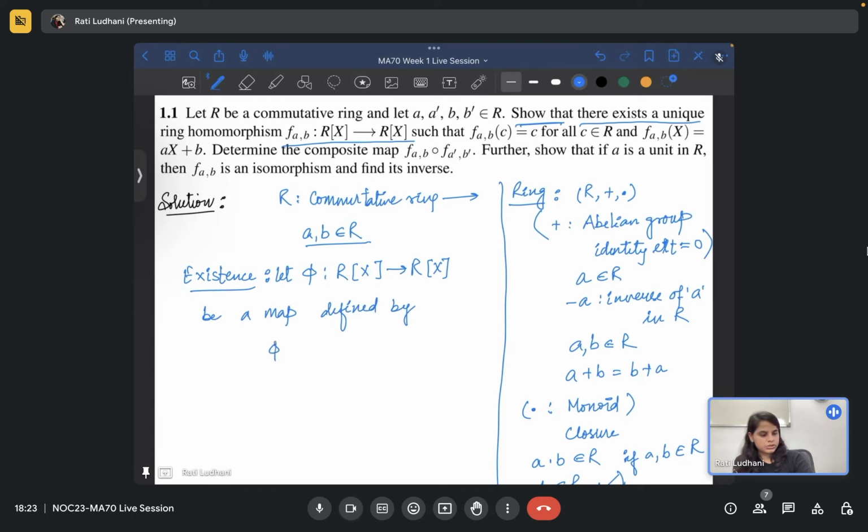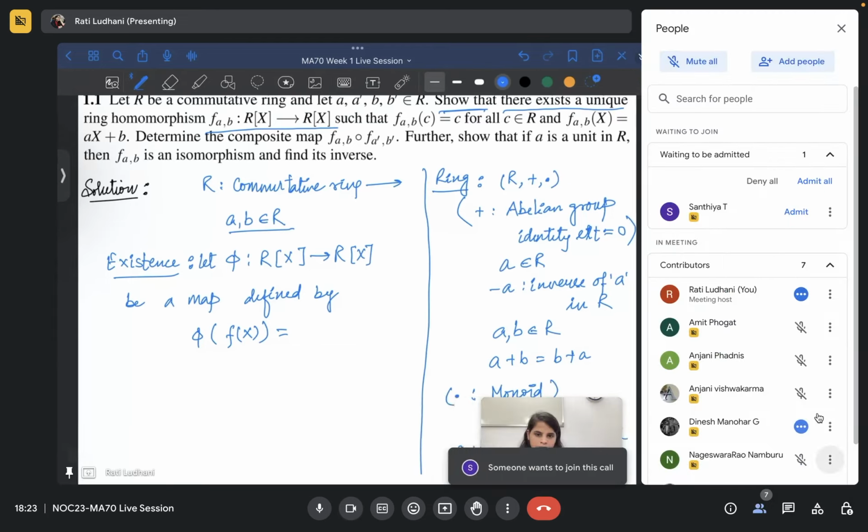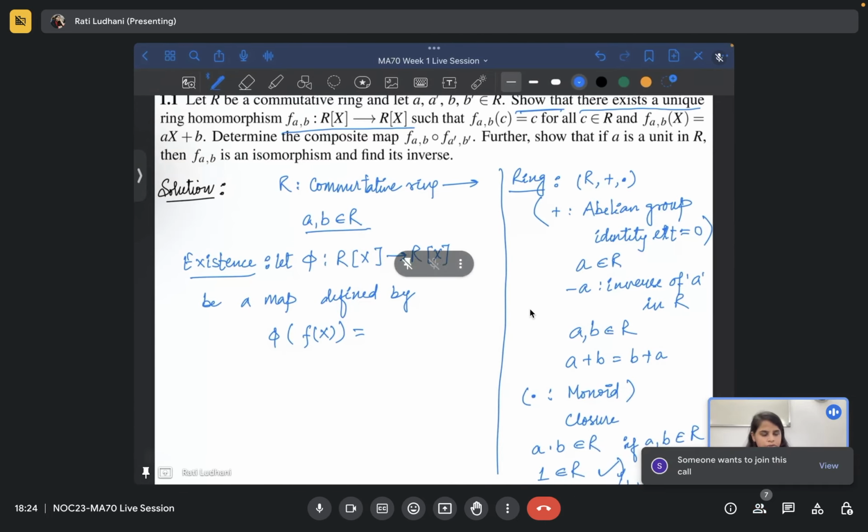So how should I define it? There is some f(x). What is your intuition for this? What does your heuristic say? Shall we define phi of f(x) as ax plus b, or c if c is... Okay, you want to give a multiple definition. f is defined by the parameters a and b. Exactly. So phi of f is equal to ax plus b if f is not a constant.